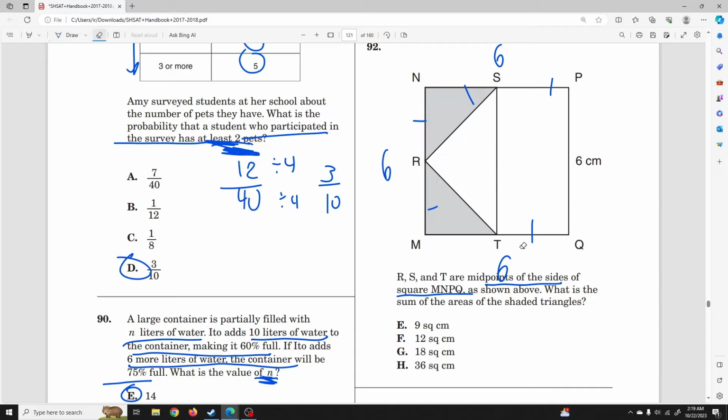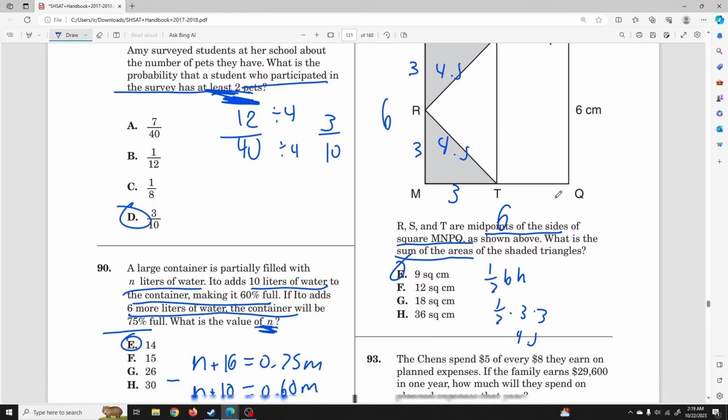So if R is the midpoint of MN, that means that on this side there are 3, on this side is 3. If S is a midpoint of NP, that means here is 3, here is 3. Remember that the area of a triangle is 1/2 BH, so 1/2 times 3 times 3 is 4.5, right? So this is our base, this is our height, or the other way around, doesn't matter. So we know that this is 4.5, and we know this is 4.5. So what is the sum of the areas? It's going to be 9, because 4.5 plus 4.5 is 9.